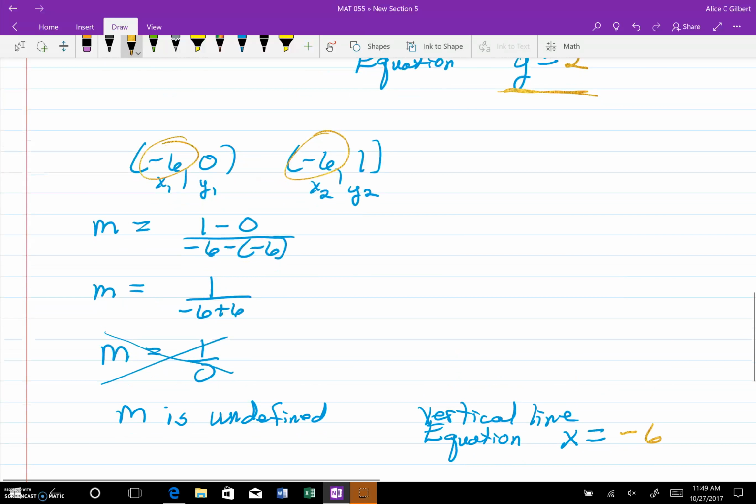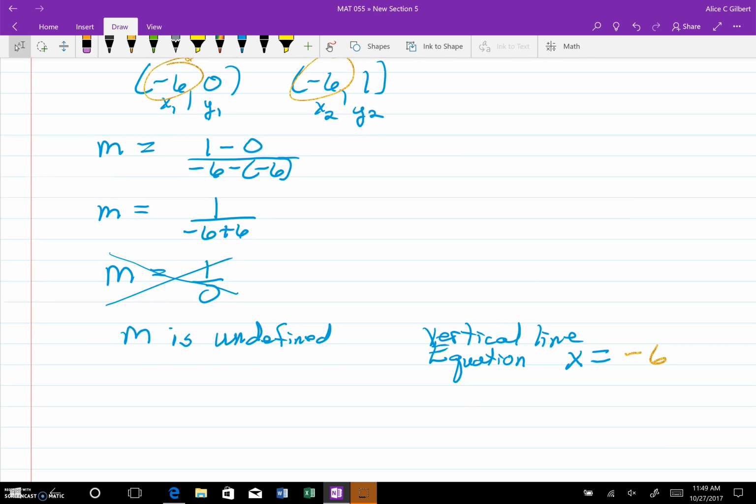And again, if you happen to notice that in your 2 points, both of the x coordinates are exactly the same, then you should say, oh, well, then the slope's undefined because this is a vertical line. And you're done if all you needed was slope. If you needed the equation as well, then x equals the x coordinate, whatever that is, and you're done. Okay?